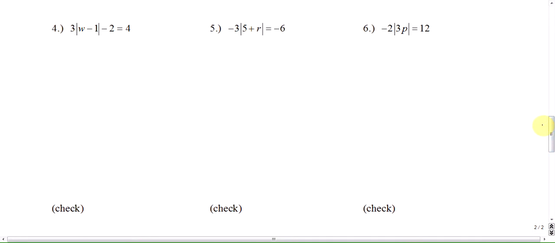Number 4. So it's 3 times the quantity, which is the absolute value of w minus 1, minus 2 equals 4. So the first thing I need to do is move this negative 2 to the other side. So this is actually plus negative 2, plus 2 equals 4 plus 2. 3 times the absolute value of w minus 1 equals 6. Now I'm going to move the 3 to the other side. I don't want to distribute the 3 inside. I also don't want to split right now and set them equal to positive and negative 6. That'll mess everything up. I'm going to multiply both sides by 1/3.